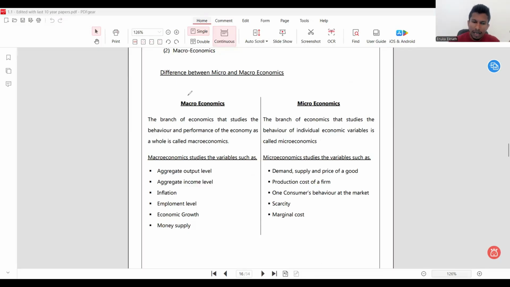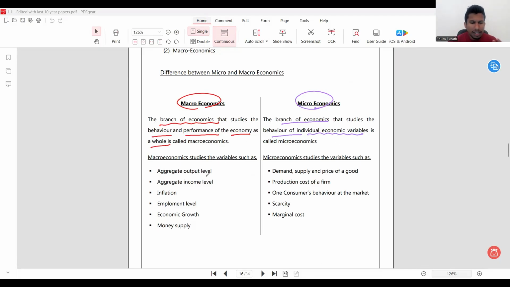Right, now look at this one. Here it says macroeconomics is the branch of economics that studies the behavior and the performance of the economy as a whole. And on the other side, we get microeconomics. And how do we define microeconomics? That is the branch of economics that studies the behavior of individual economic variables.